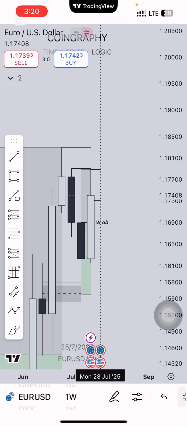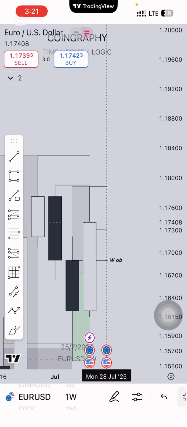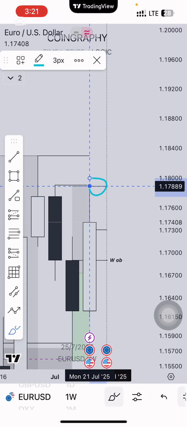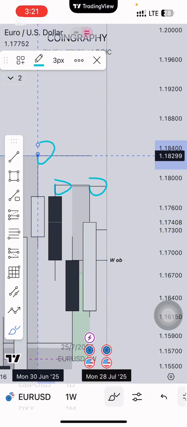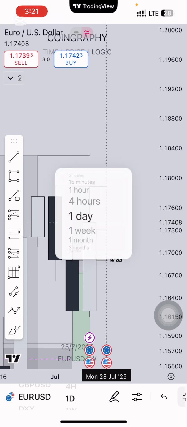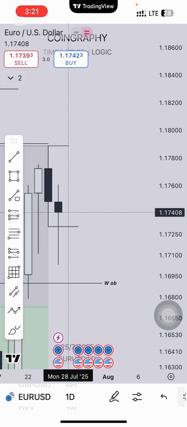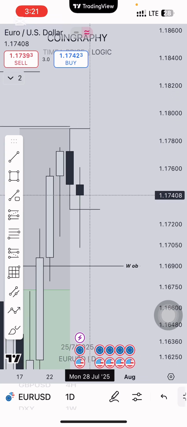Basically, for this week, price pulls back to the weekly order block, which is our short-term draw on liquidity, while our long-term draw on liquidities are these highs that we have here, this high, and these highs. So that's what I'm looking at for next week. And if you look at the daily time frame, we have a CLT to be completed, so we could work with this CLT until it has been completed, or if anything else happens.